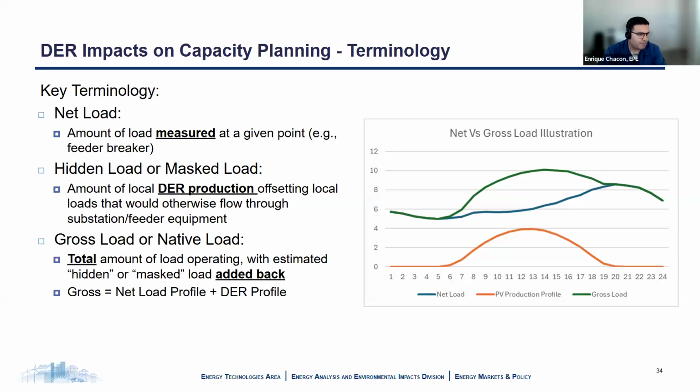That touches on the point that I had mentioned, where it's the total amount of load operating with the estimated hidden or masked load added back. So there's a simple formula: the gross load is equal to the net load profile plus the DER profile. That's more or less mimicking, if all DERs went away simultaneously, what is the system actually carrying? And that could be useful for worst-case planning when it comes to having the utility perspective on load. Next slide, please.